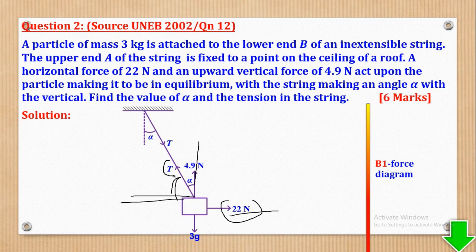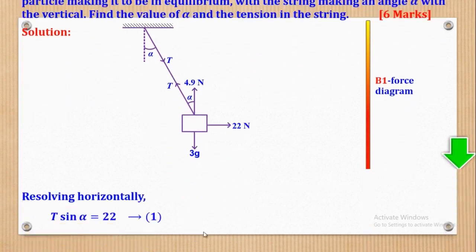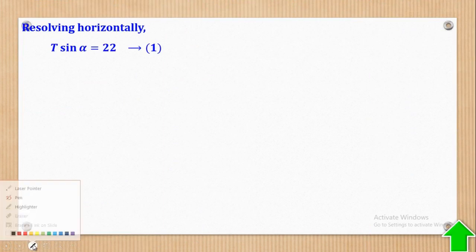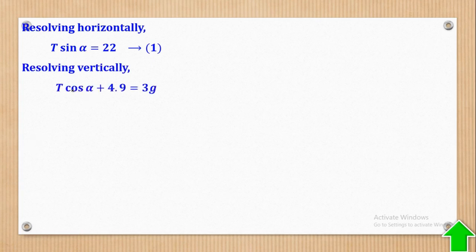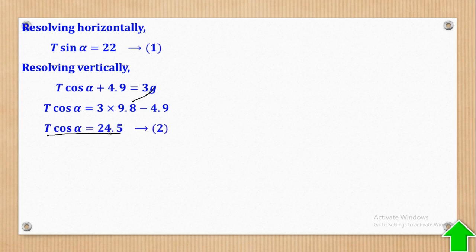Vertically, the component of this tension will be T cos alpha. It goes upwards, and also this 4.9, it also goes upwards, but downwards there is this 3g, so these two will be equal to 3g. So we're also resolving vertically. T cos alpha plus 4.9 is equal to 3g, but g is equal to 9.8, therefore I'll come up with equation 2, which is T cos alpha is equal to 24.5.